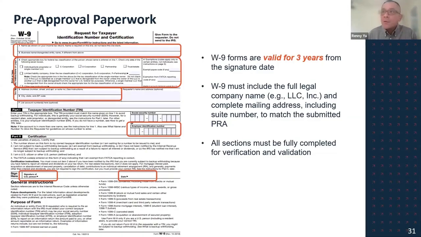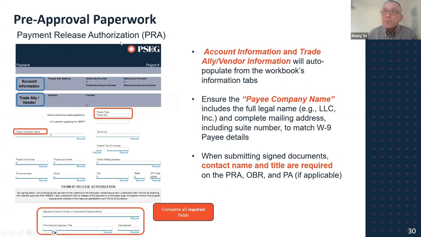So anything that you have listed here as the payee, everything must match the form over here on the payment release authorization or the PRA. Again, just keep in mind, if it's payee to the trade ally, there's a drop down here for the trade ally or for the customer, and then the payee company name must match the W-9.